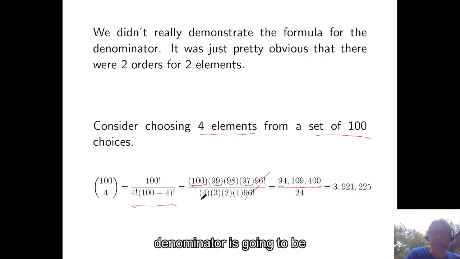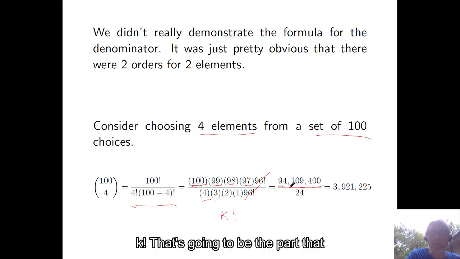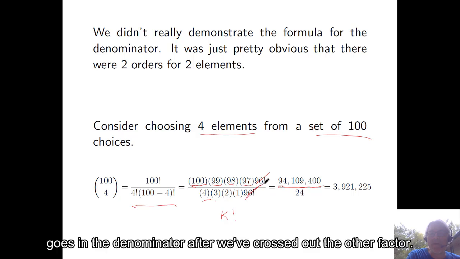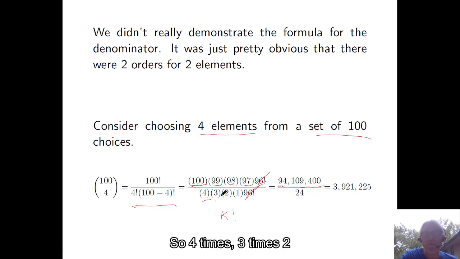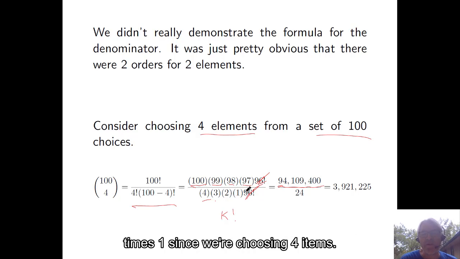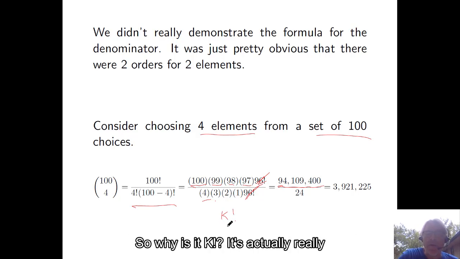It's this huge numerator, 94 million, over the denominator, which is going to be k factorial. That's the part that goes in the denominator after we've crossed out the other factor. So 4 times 3 times 2 times 1, since we're choosing 4 items. So why is it k factorial?